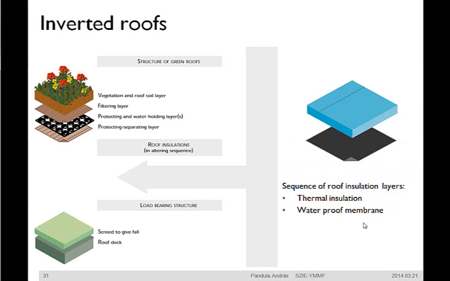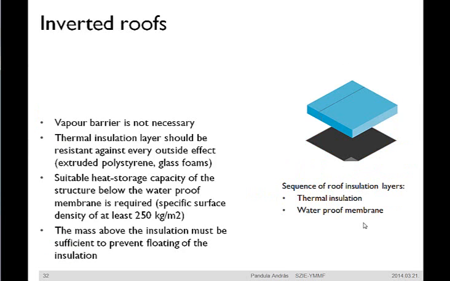In case of inverted layer sequence, the waterproofing membrane is located below the thermal insulation. These flat roofs with reverse layer sequence are much more favorable even with respect to vapor. Here no vapor barrier layer is applied, so the number of layers is reduced. It means that these constructions are simpler. At the same time, we should use such a heat insulation layer which is resistant against every outside effect.